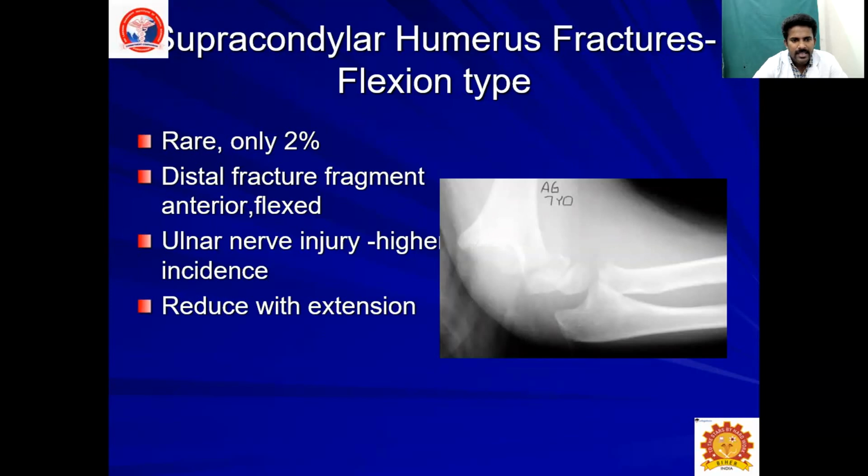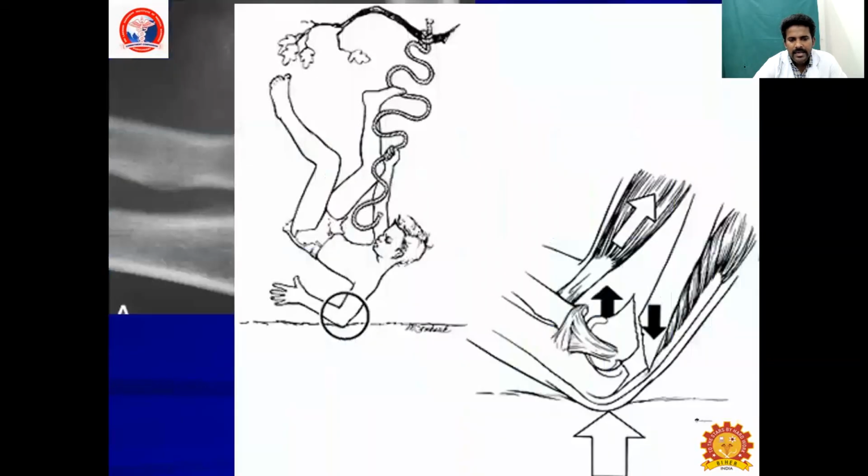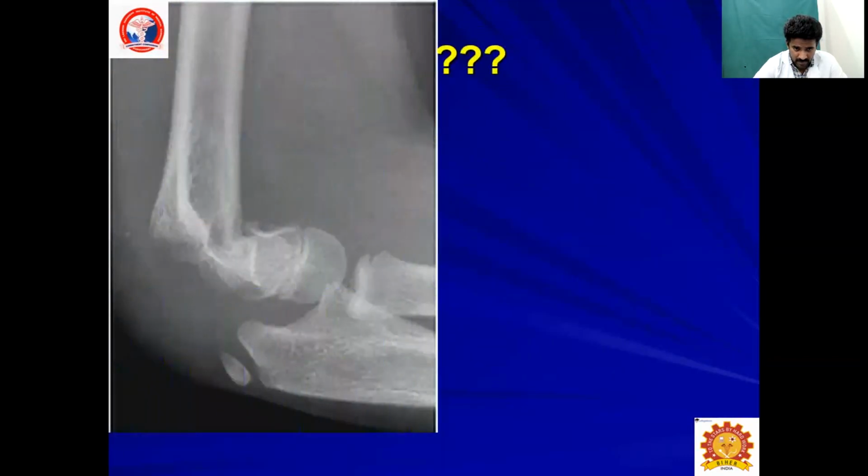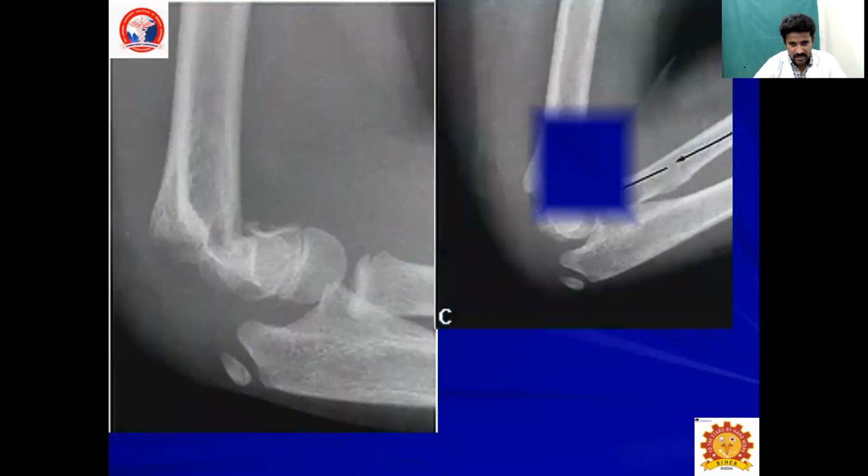Supracondylar fractures of the flexion type are rare. The distal fracture fragment is anterior and it is flexed. The ulnar nerve can be injured and it must be reduced with extension. Here, direct injury over the elbow, a fall with a flexed elbow, is the main cause. Same management: K-wire technique, surgical technique, you must use K-wire.